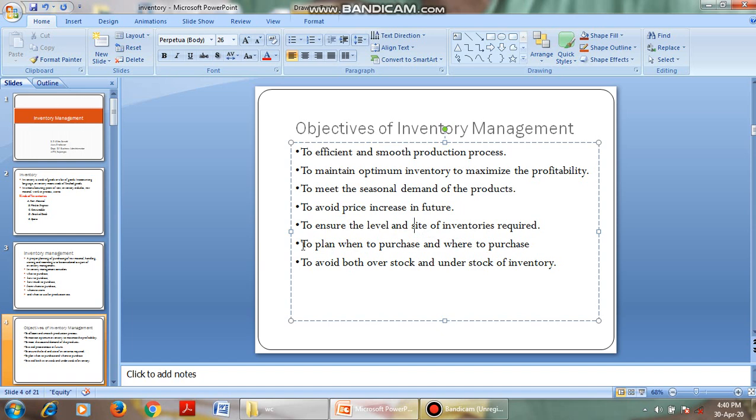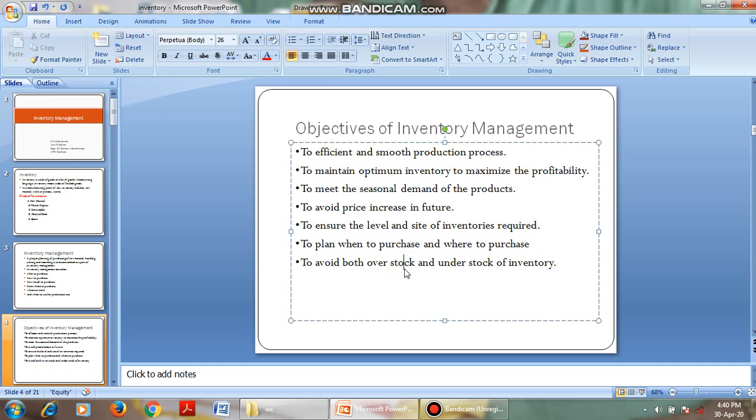And the next one is to plan when to purchase and where to purchase. That is, what is the right time for the purchase and what is the right place for the purchase, to avoid both overstock and understock. That is one of the objectives of inventory management. We should not go for overstock and we should not go for understock.